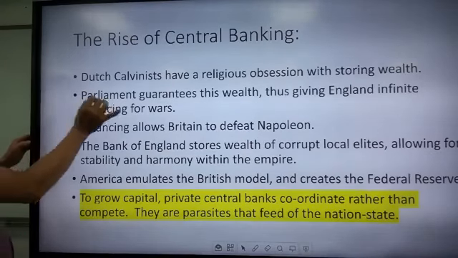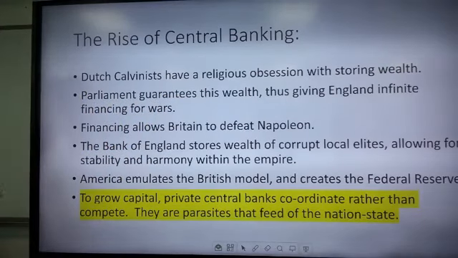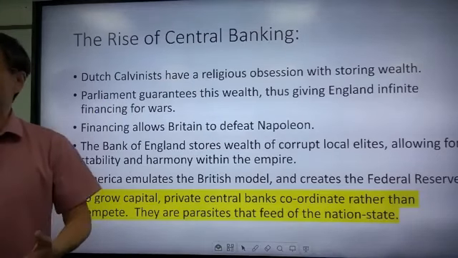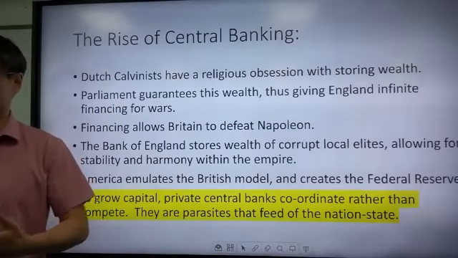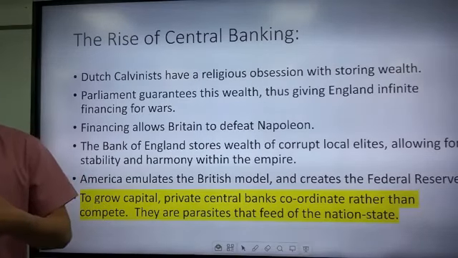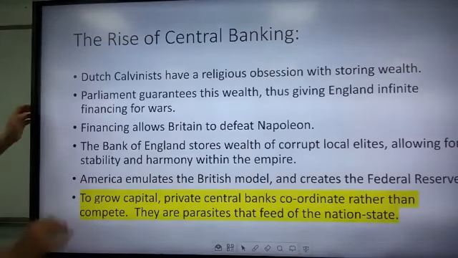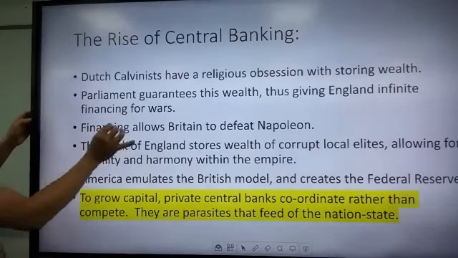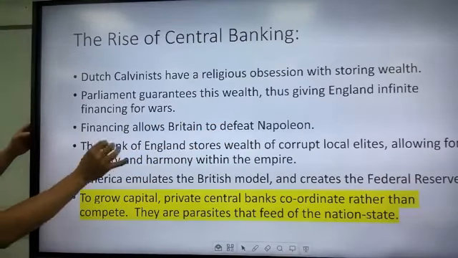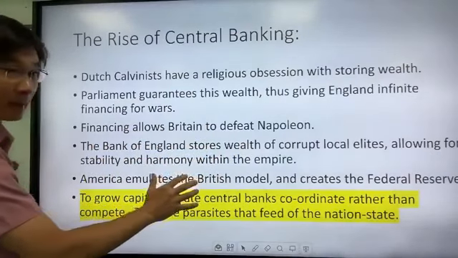The Parliament of England guarantees this wealth, thus giving England infinite financing for wars. This is important because if Parliament is willing to guarantee financing, not only can it use all this wealth stored in the Bank of England, but it can also generate new wealth from investors overseas as well. Okay? Third idea. This infinite financing allows Britain to defeat Napoleon. Fourth, the Bank of England stores wealth of corrupt local elites, allowing for stability and harmony within the empire.